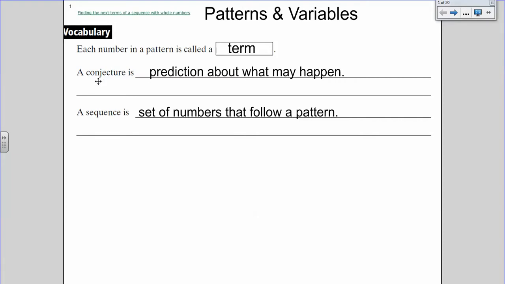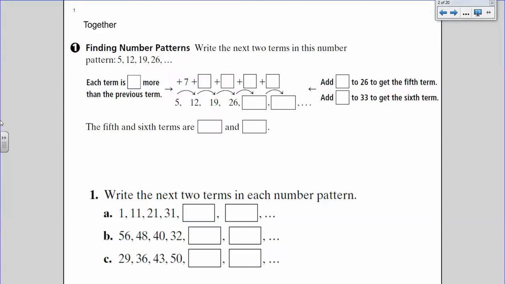Conjecture, and I think you maybe have talked about this in science, it's a prediction about what may happen. So you're going to predict about what can happen, and then we're going to test it out. So kind of like a hypothesis and doing an experiment. And a sequence is a set of numbers that follow a pattern. So in this sequence, what is the next term that will happen? So those are things that we might be hearing. So let's take a look at a couple of things together here.